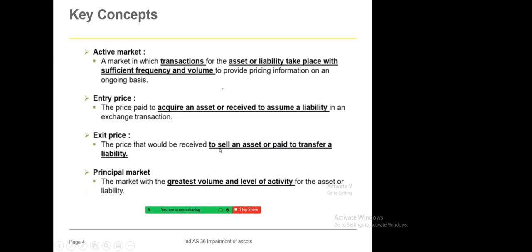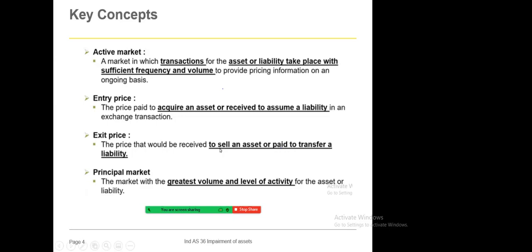Entry price: the price paid to acquire an asset or received to assume a liability in an exchange transaction. What do we mean by exit price? The price that would be received to sell an asset or paid to transfer a liability. So that means entry price is from the perspective of the person who is acquiring the asset, or who is discharging the liability. But the exit price is from the perspective of a person who is selling the asset, and from the perspective of a person who is assuming the liability.